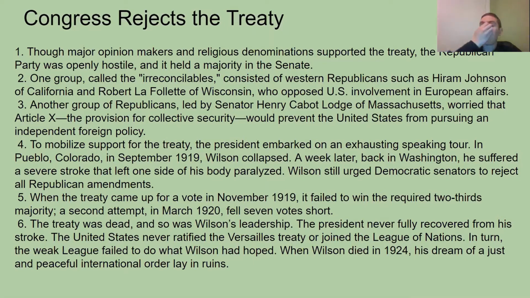And so the fight between Henry Cabot Lodge and Wilson is going to be whether or not to join the League of Nations or the Treaty of Versailles. Eventually, the United States does not join the Treaty of Versailles. So we don't join the treaty, we don't join the League of Nations. Basically, we've set up a world where it's going to be ripe for another world war.